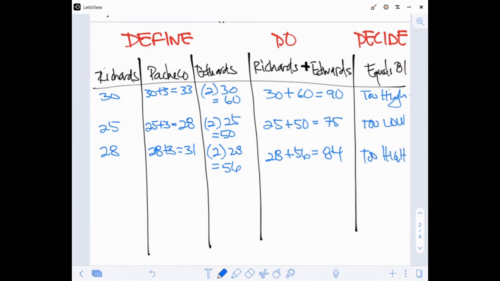Well, if 28 is too high and 25 is too low, let's just try 27. So if Mr. Richards is 27 years old, that makes Miss Pacheco 27 plus 3. She's 30. And Mr. Edwards is twice as old, so 2 times 27. That equals 54. Let's add up Mr. Richards, 27, plus Mr. Edwards, 54. And that equals 81. So that is correct. I've got the right ages.